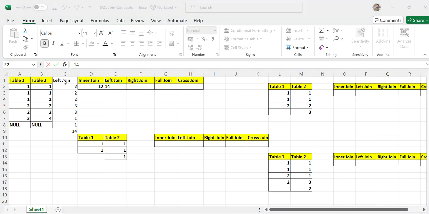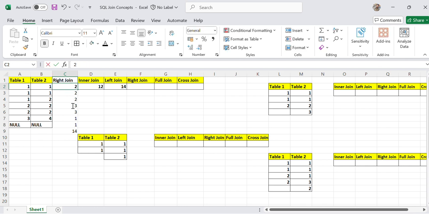Now we will discuss the right join output. Right join returns all the records from the right table and the matched records from the left table. So we will show the output of the right join now. Firstly, right join means we consider the right table.